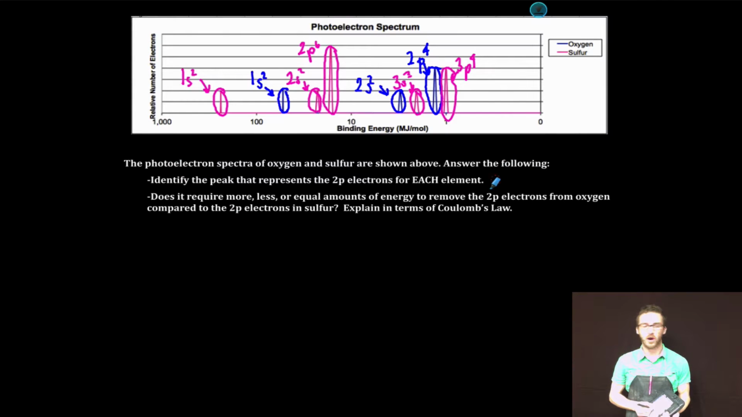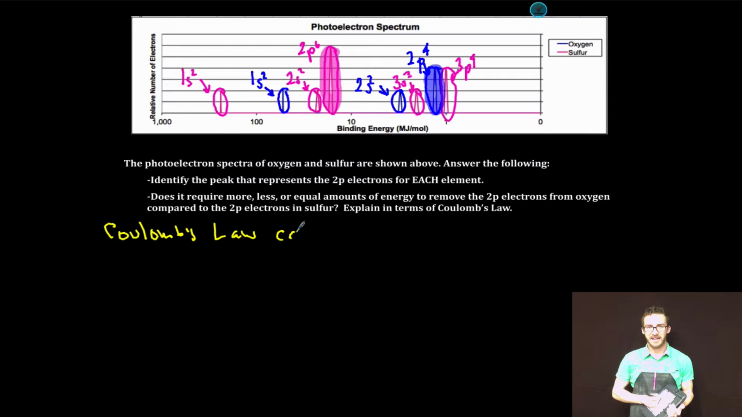So I've labeled all of the peaks, but if you're just answering the question here, recognize that oxygen's 2p electrons are represented here, and sulfur's 2p electrons are represented here. Does it require more, less, or equal amounts of energy to remove 2p electrons from oxygen compared to the 2p electrons in sulfur? Explain in terms of Coulomb's law.